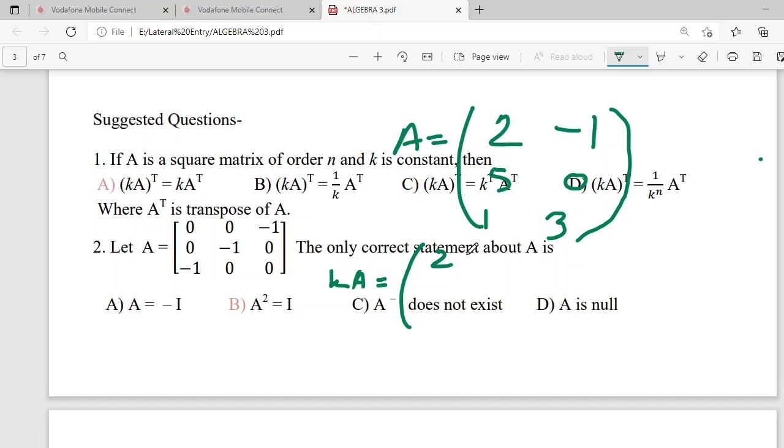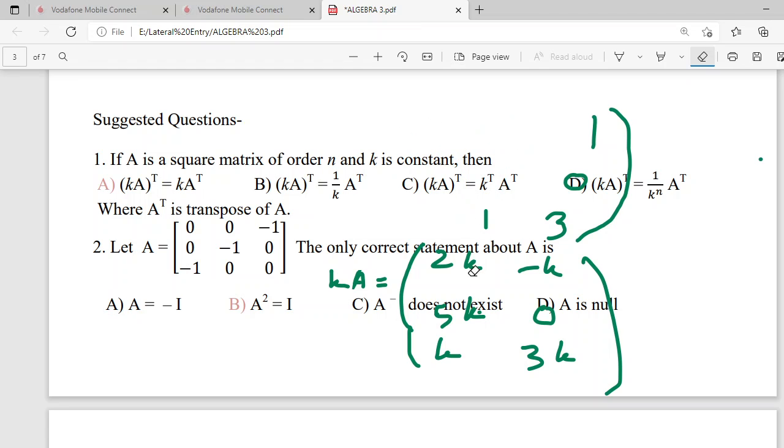2K, minus K, 5K, 0, K and 3K. So this is K times A. Then when we take the transpose, columns go as rows. So again you take out K and it is again the transpose. So our answer is K A transpose. So this is very simple. Okay, this thing. Next, the second one you see.